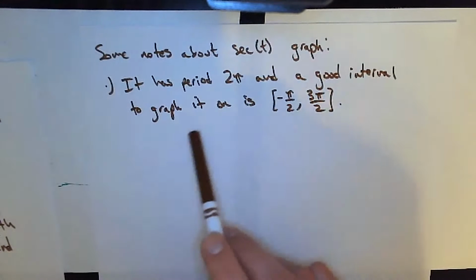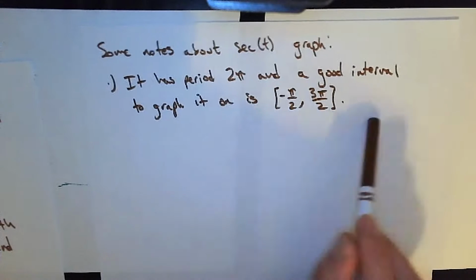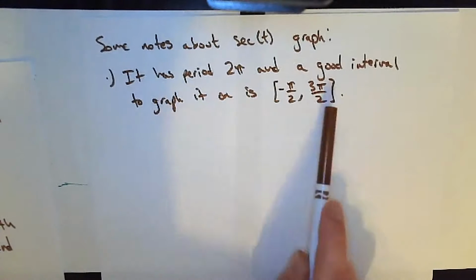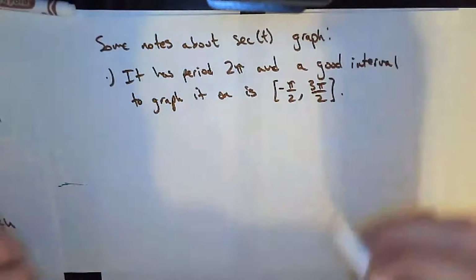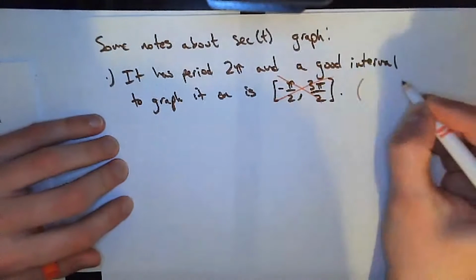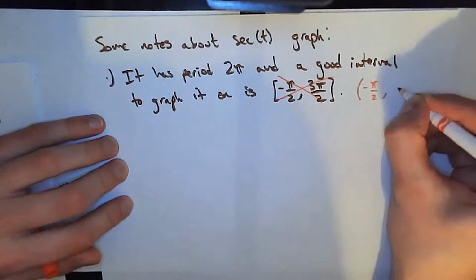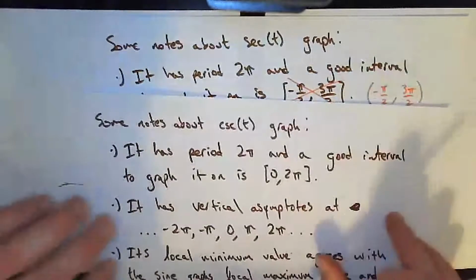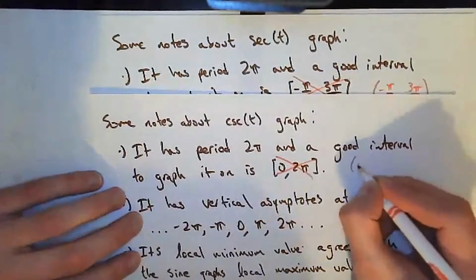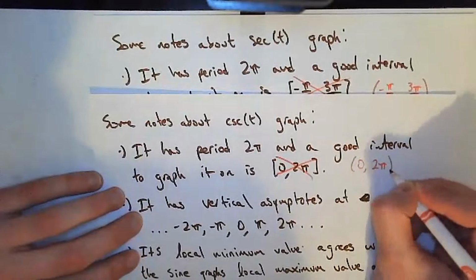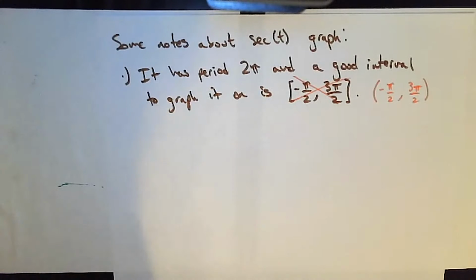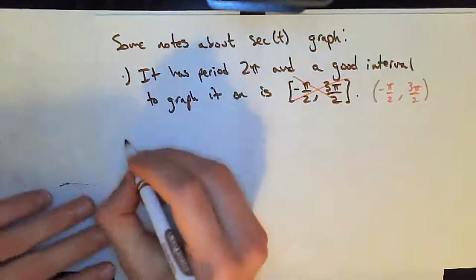A good interval to graph this on, you don't want to put brackets around these because these are asymptotes, right? For this graph, it never touches these values. So really what I should say to fix this is just put parentheses, negative pi on 2 to 3 pi on 2. And go fix that for the cosecant graph too, right here. Honestly, we could have gotten away with that the whole time. It would never really matter, but it's bothering me to see it written down wrong. So there we go.